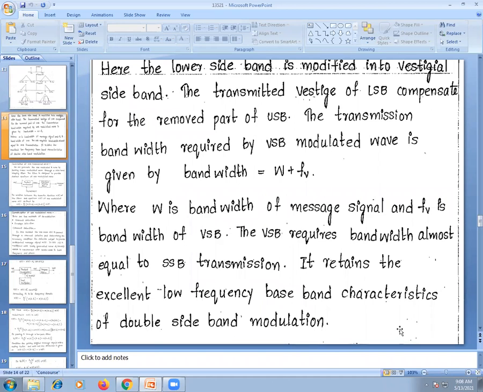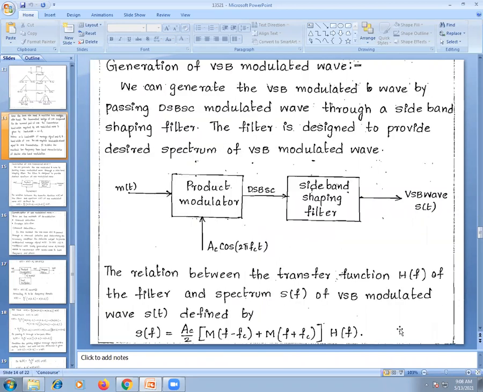Okay. Now, generation of VSB modulation. We go for one generation technique here. You can generate this VSB modulation by passing double sideband modulated wave through a sideband sharpening filter. The filter is designed to provide the desired spectrum of VSB modulated wave.